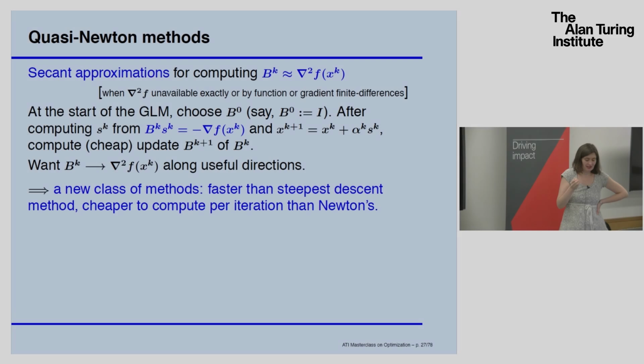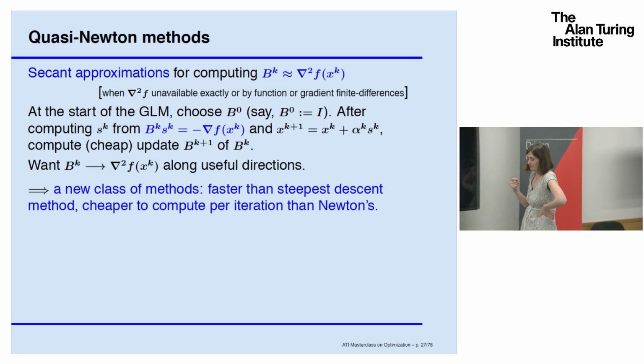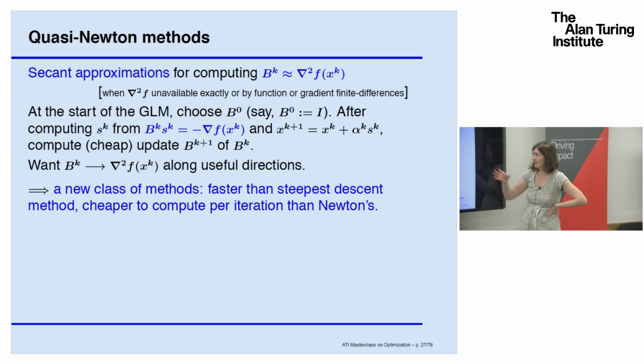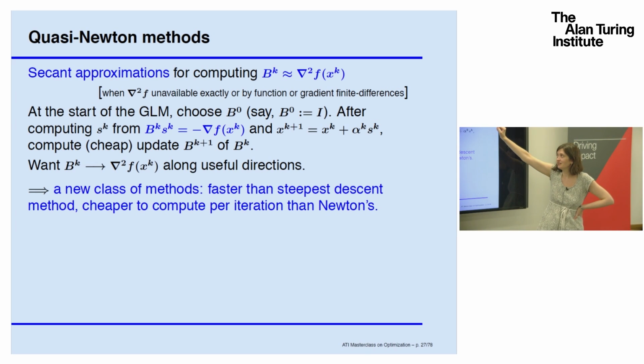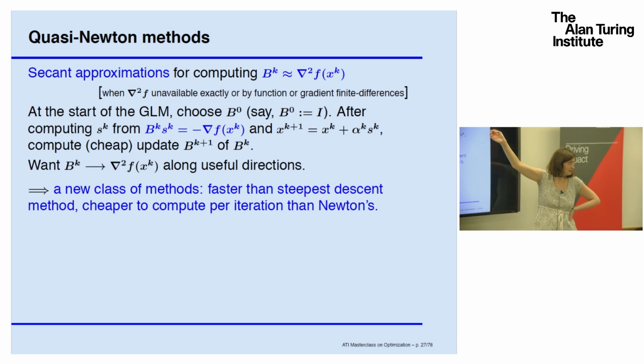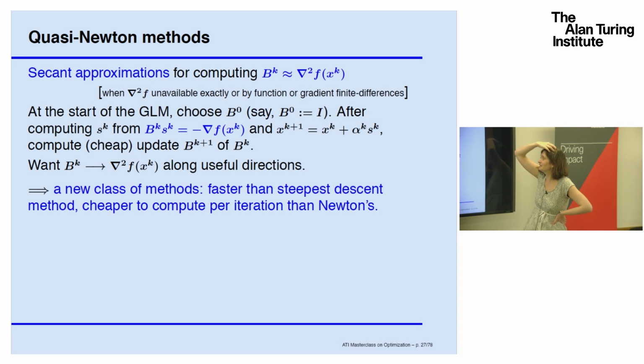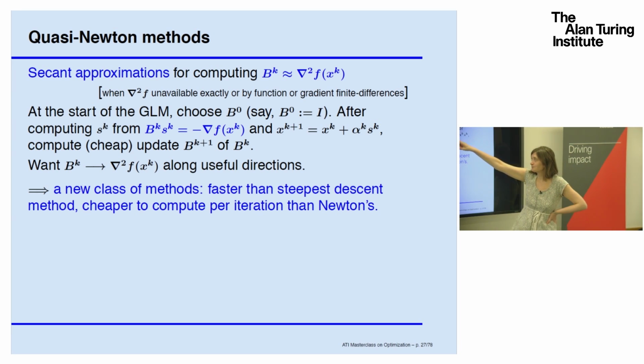Okay, I want to mention another class of methods for approximating the second derivatives. When you don't have second derivatives, but you have gradient information, you can use these quasi-Newton methods. They are called quasi-Newton methods. And these are methods from the 60s, but they are really clever. And one method in this family is very much the state of the art for unconstrained optimization.